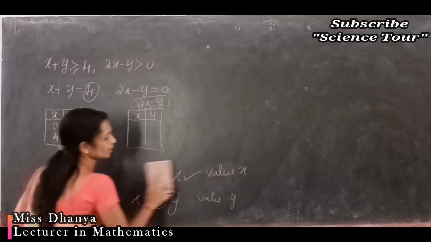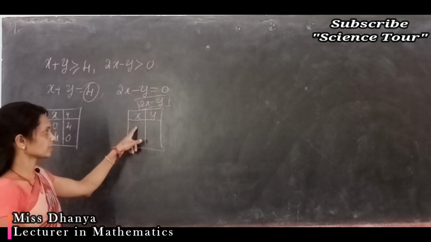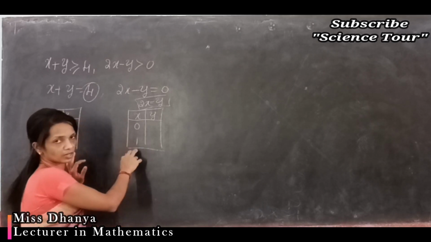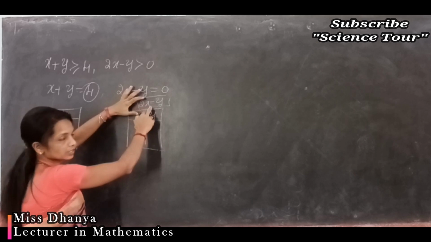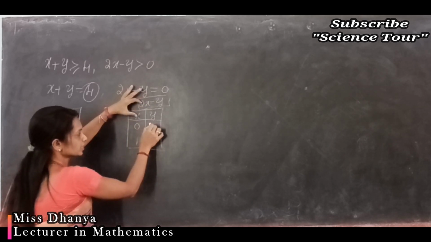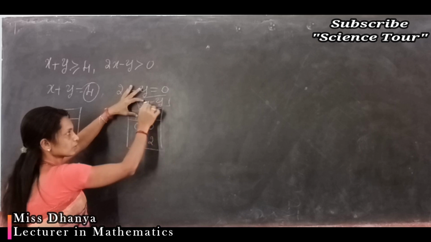Now we got y equal to something in x. So I'll take a value for x. First value I'll take 0, next value of x I'll take 1. Get the value of y by using this equation. y is equal to 2 into x. 2 into 0, that is 0. Then now x equal to 1. When x equal to 1, 2 into 1, that is 2. y is equal to 2 you will get.